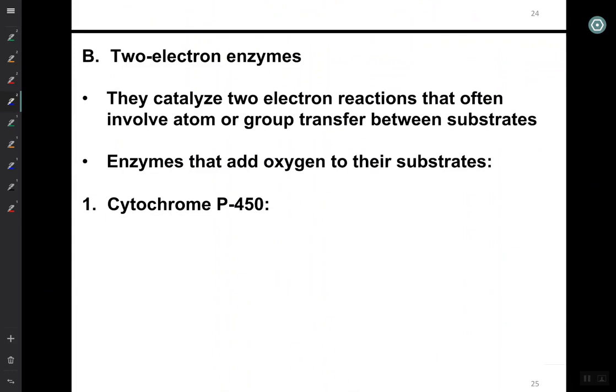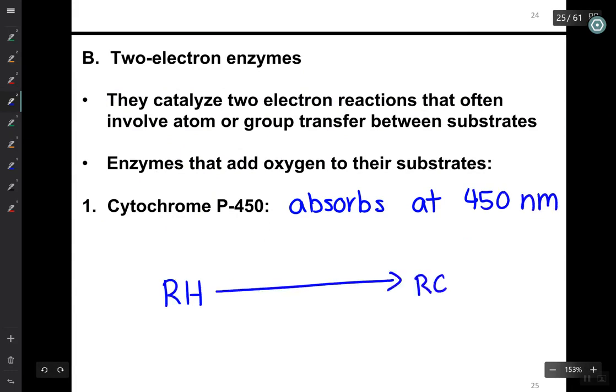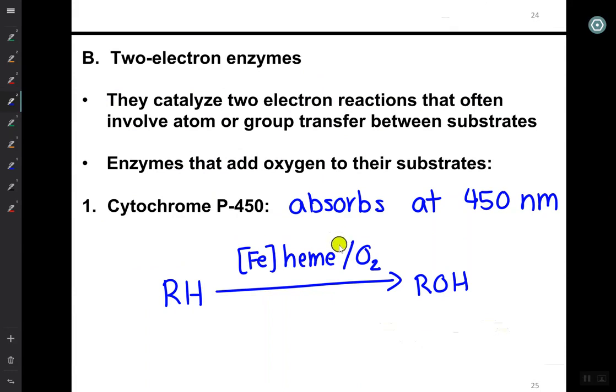You could have reactions that involve 2 electron processes, so we're going to increase in complexity. They catalyze 2 electron reactions that often involve atom or group transfer between substrates, and here are some examples. Cytochrome P450 is a class of enzymes that we classify based on their absorption at 450 nanometers. That's due to the heme group that they have. These enzymes often do alkane oxidation, so they can convert some kind of alkyl chain to the corresponding alcohol, and they use that iron-heme cofactor with O2 as a source of oxygen. So one of the monooxygenases will take one oxygen from O2 and transfer it to a substrate, and then the other oxygen will just become water.